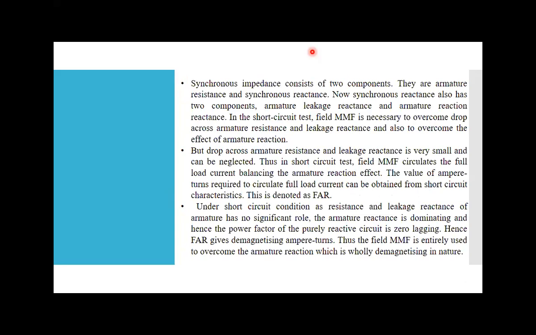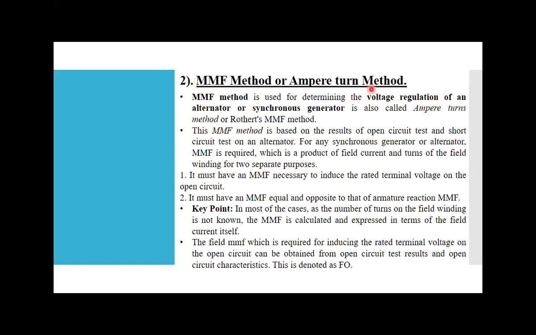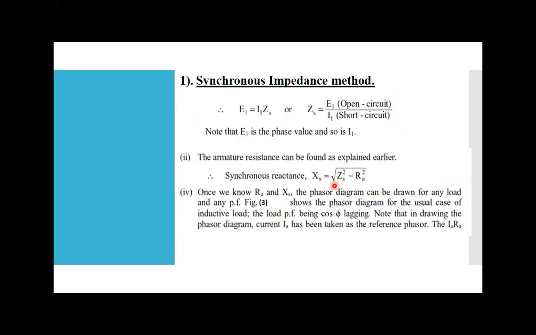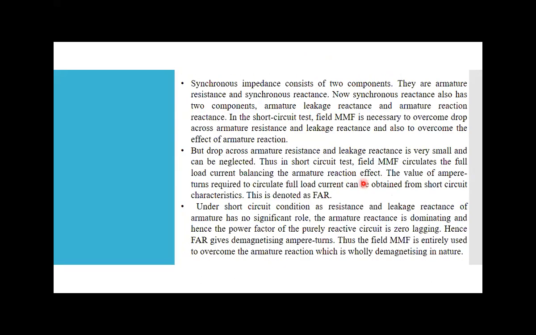Now, as you are aware about the synchronous impedance, it consists of two components. This is my ZS. It consists of two components, XS and RA. XS is my synchronous reactance and RA is my armature resistance. So it is written here. Synchronous impedance ZS consists of two components: armature resistance and synchronous reactance.